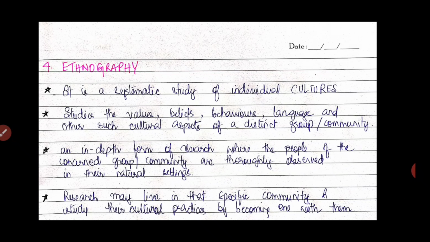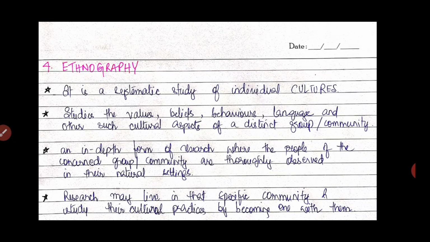Ethnography. So ethnography comes from the word ethnic. Ethnic means connected with a particular race, religion, or community. Okay, so it is a systematic study of individual cultures. So when we say ethnography, just remember it is the study of cultures. It studies the values, beliefs, behaviors, language, and other such cultural aspects of a distinct group or community. And it is an in-depth form of research where the people of the concerned group or community are thoroughly observed in their natural settings. So I'll give you an example.